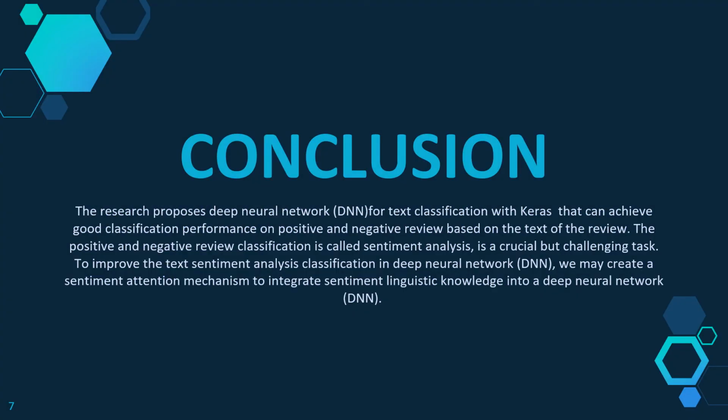To conclude, the research proposed a deep neural network (DNN) for text classification with Keras that can achieve good classification performance on positive and negative reviews based on the text of the review. The positive and negative review classification is called sentiment analysis, a crucial but challenging task. To improve text sentiment analysis classification in a deep neural network (DNN), we may create a sentiment attention mechanism to integrate sentiment linguistic knowledge into a deep neural network (DNN).